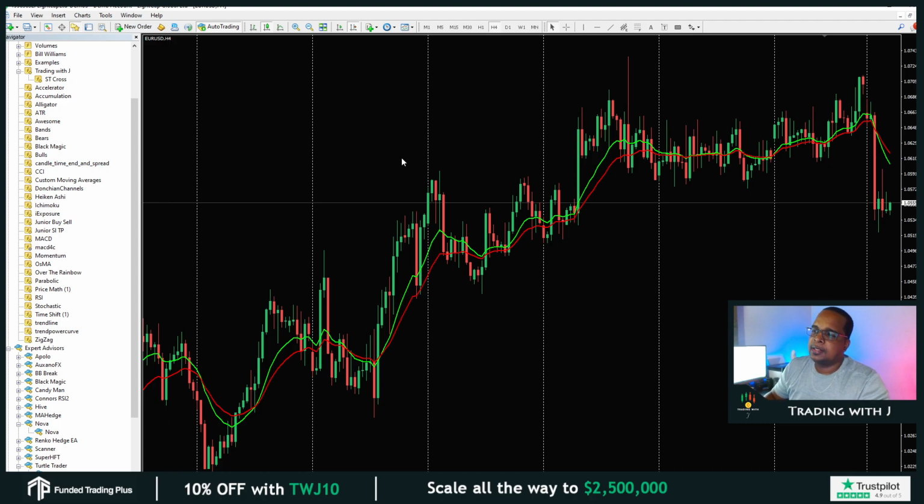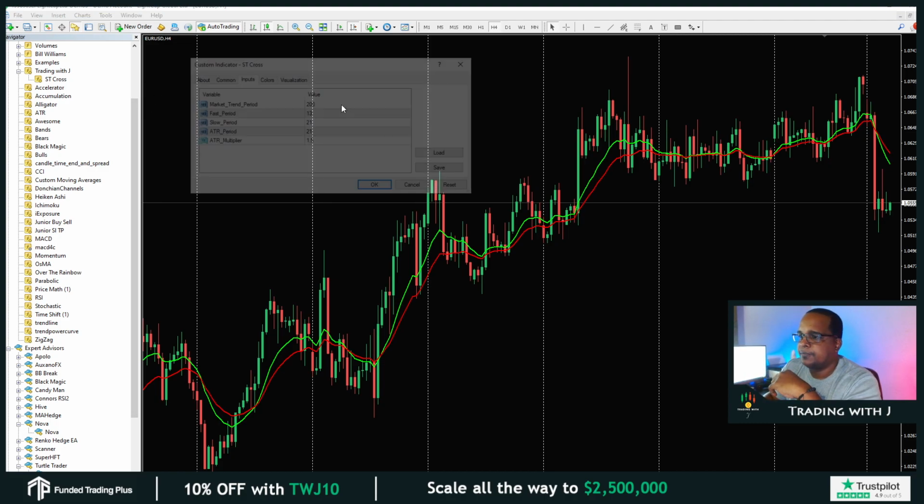So what I did was take the moving average cross, but then filter it using the overall trend direction, which we get from the 200 period moving average.